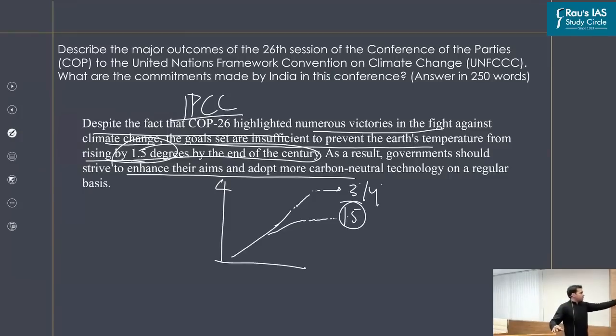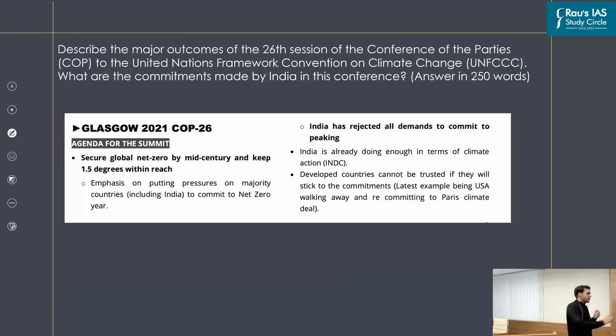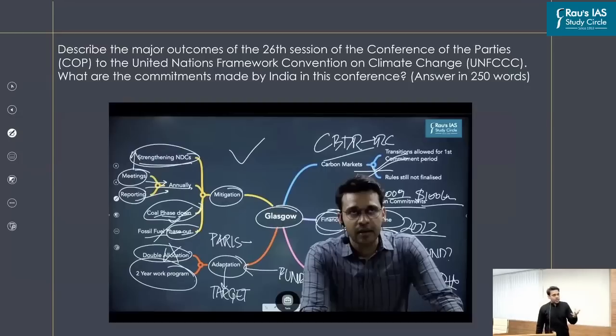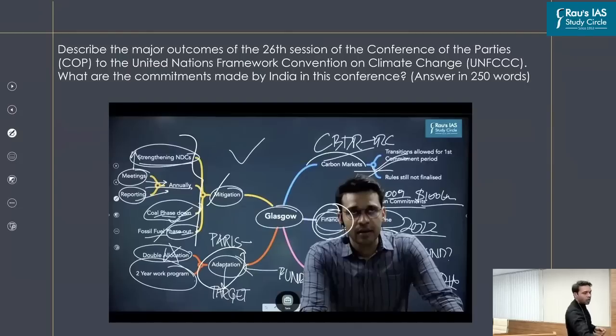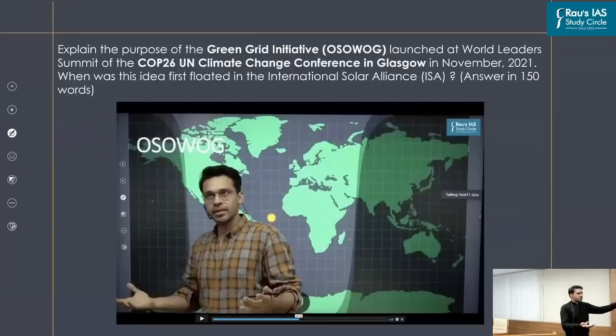So when it comes to the coverage, it was covered in the Compass magazine. It was discussed in the mains QIP classes. So all those points which I've discussed today have been discussed by me 2 months ago, where just like today, we discussed about mitigation, adaptation, then financing, then carbon markets. All of these points were discussed. All other questions were also discussed. For example, this question on one world, one grid benefits.